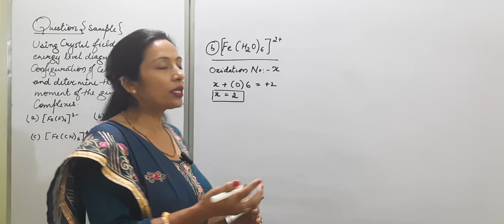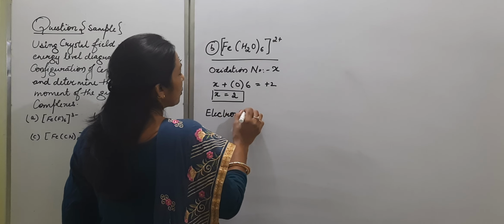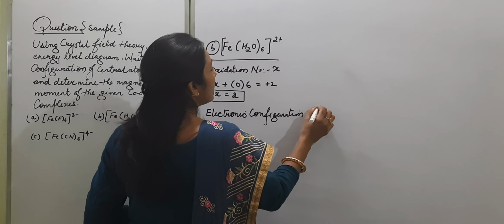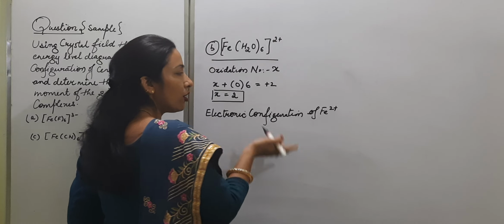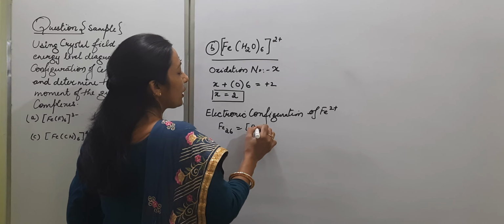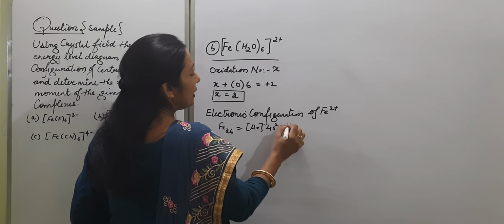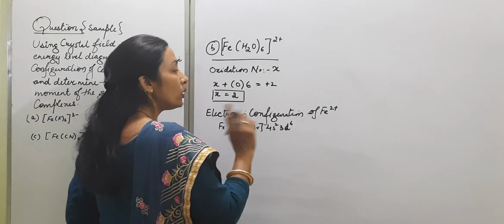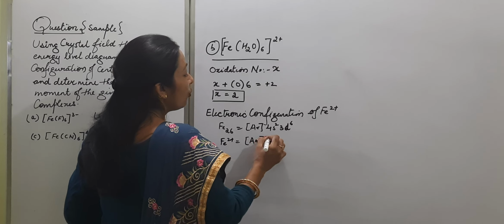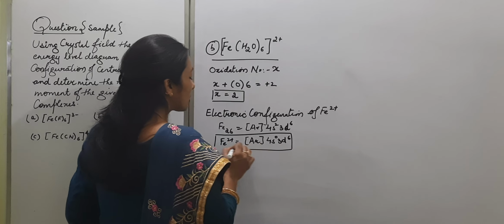Now we have to write the electronic configuration for that. For that iron, what will the electronic configuration be, of Fe2+, because it is in the second oxidation state. Iron has atomic number 26, and its atomic electronic configuration is argon 4s2 3d6. For Fe2+, meaning 2 electrons are not there, so Fe2+ will be argon 4s0 and 3d6. So this is the electronic configuration for this complex.